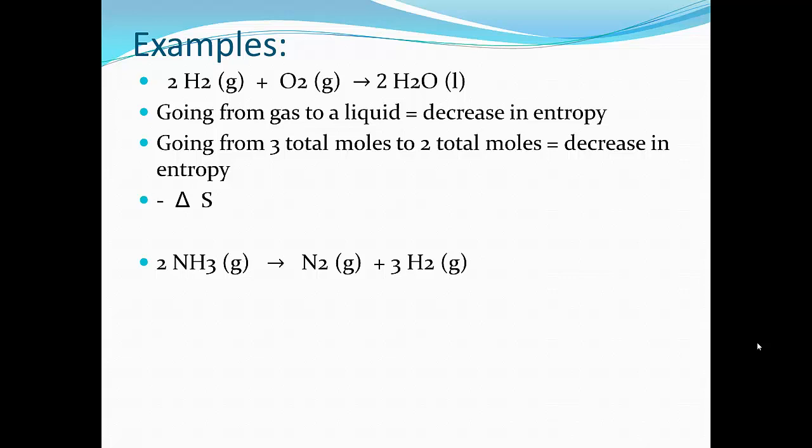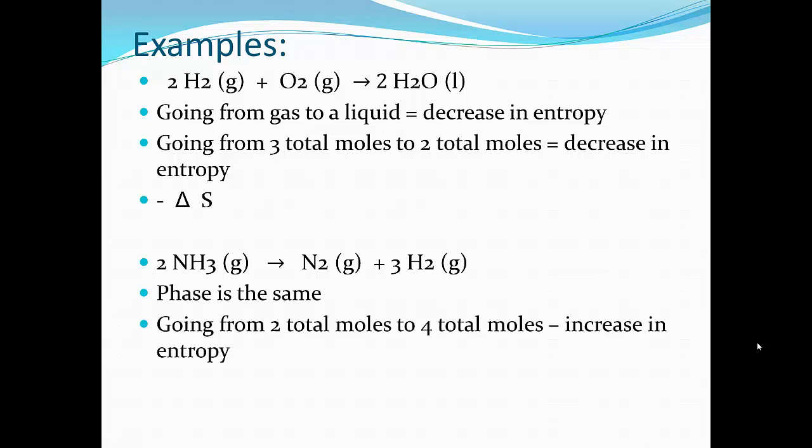Second example, we have 2 moles of ammonia goes to 1 mole of nitrogen plus 3 moles of hydrogen. Now you'll see in this one that the phase doesn't change, it's always a gas. But if you look at the number of particles, I have 2 particles of ammonia on the reactant side and a total of 4 on the product side because I have 1 nitrogen and 3 hydrogens. So that shows an increase in entropy or positive delta S. So those are the 2 things you look at, phase and number of particles.